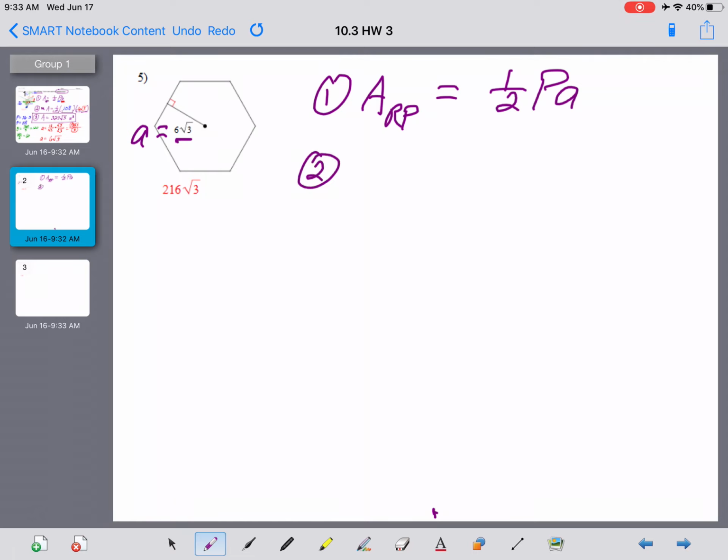Step 2, fill in what we know. Area is equal to, we have a 1/2. The perimeter, we do not know right now, but the apothem they were nice enough to give us is 6 root 3. But we've got to work on finding P.